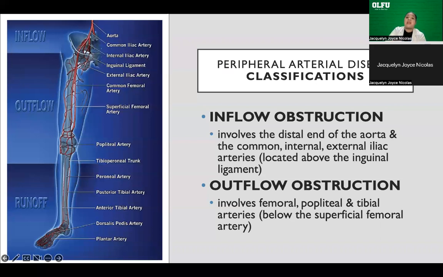So, we have the peripheral arterial disease classifications. As we said, there is a problem with circulation. So, it could be an inflow obstruction. When we say inflow obstruction, it involves the distal end of the aorta and the common, internal, and external iliac arteries located above the inguinal ligament. So this is the inflow problem.